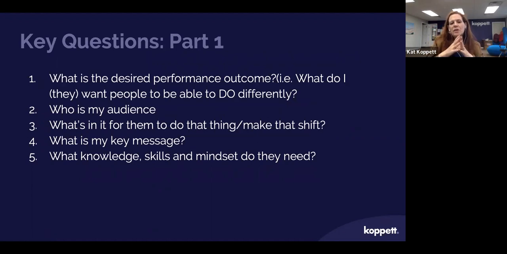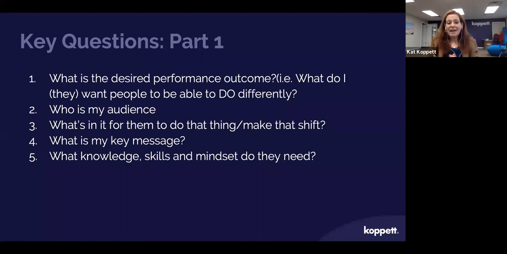Question number three: what is in it for this audience to do what I want them to do, right? So here's what I want them to do. What's in it for them to do that thing, or to make the shift that I want them to make, given who they are? Why should they, in their mind, care? What's in it for them?